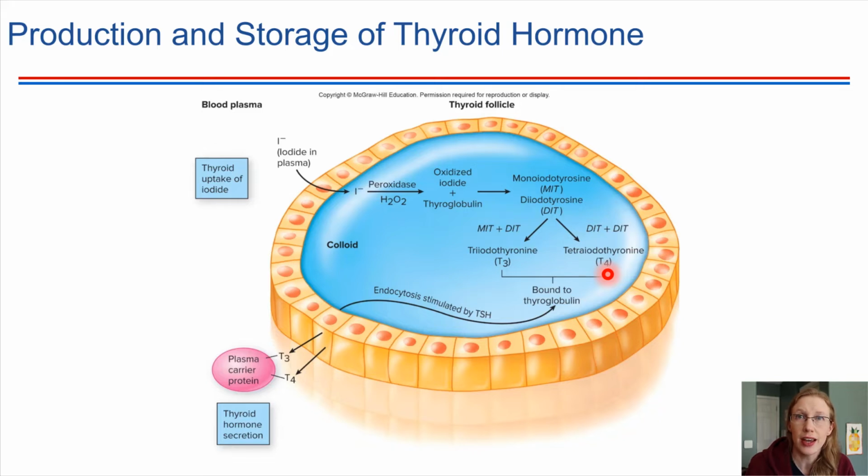By the way, there is a typo in this figure. Let me just point it out to you right here. This arrowhead should not be here. And what's going to happen is T3 and T4 are going to travel in this direction.